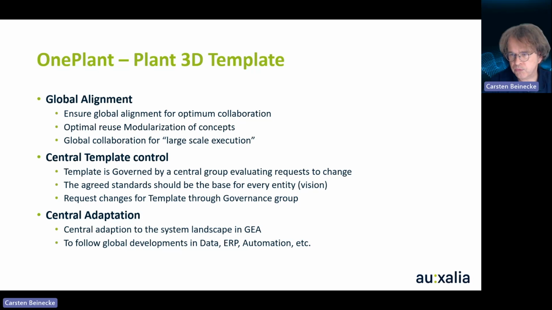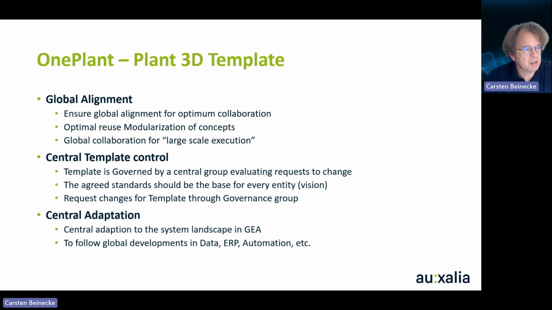There is the control of the Plant 3D project. This is handled by a governance group or by a central group, and there is an evaluation process. So if there are new requests because of a new entity or location, then this will be talked about, and the decision will be made, and then the project template will be adapted. That's a continuous improvement of the template, especially. I will talk about this a little bit later to give you an example. And then we have the central adaptation, meaning that this governance group will make sure that all the adaptation is done and will be made available to all the offices.